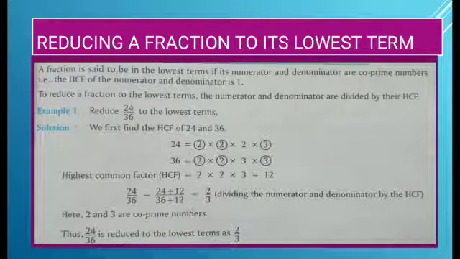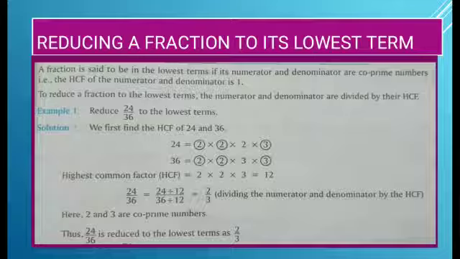Reducing a fraction to its lowest term. A fraction is said to be in the lowest term if its numerator and denominator are co-prime numbers. That is, the HCF of the numerator and denominator is 1. To reduce a fraction to the lowest terms, the numerator and denominator are divided by their HCF.